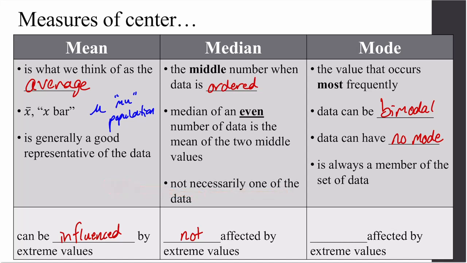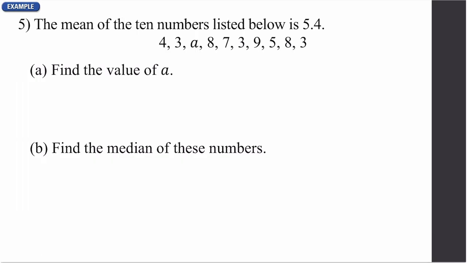And the mode is also not affected by extreme values. So we're going to try this example. If you want to pause the video and try it on your own, then do that. So this is sort of working backwards. It says the mean of the 10 numbers is 5.4, and we want to find the value of A. So what you simply need to do here is use your calculator to help you.